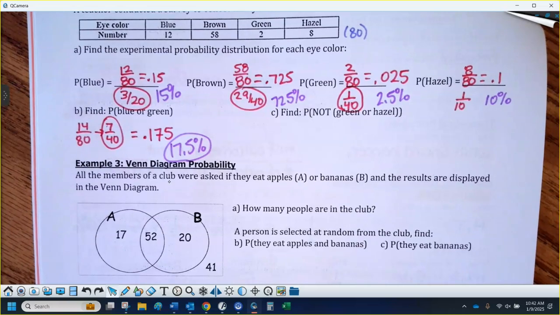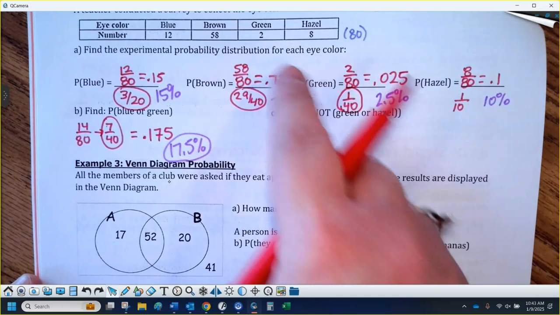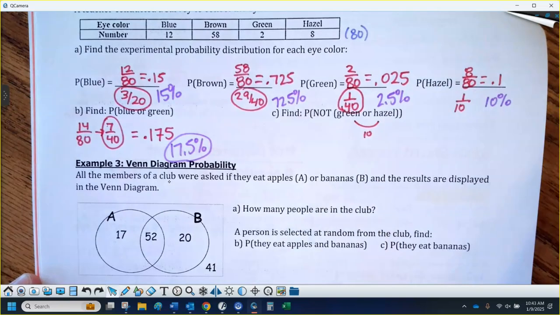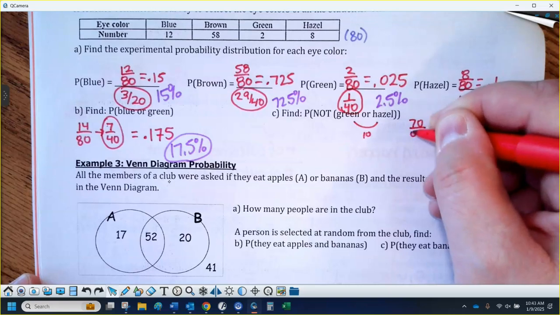How would you figure out the probability that we grab one of these people and they do not have green or hazel eyes? Not green and not hazel. There's a couple different ways you could do this. Yeah. Perfect. That's probably what I would have done. You can just add up the green and hazel, right? So together, this is 10 people. And we want to exclude them. So out of the 80, it'd be 70 out of 80.